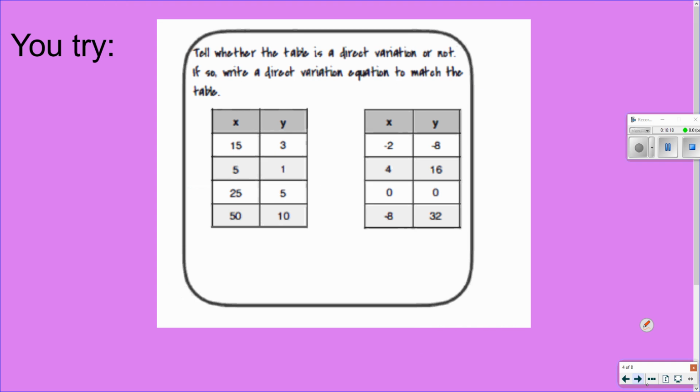Okay. So now on the bottom, just making sure y'all match. Go ahead and try those. It says to tell whether the table is a direct variation or not, and if so, write a direct variation equation that matches the table. If it's not direct variation, can you write the equation right now? No, so you wouldn't do that. Go ahead and pause.